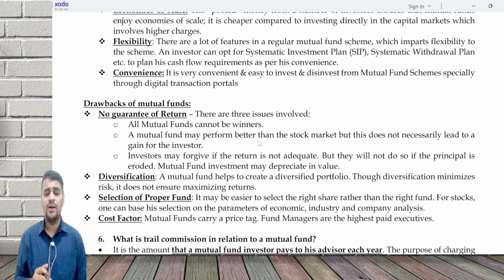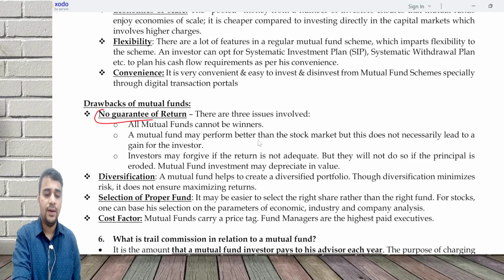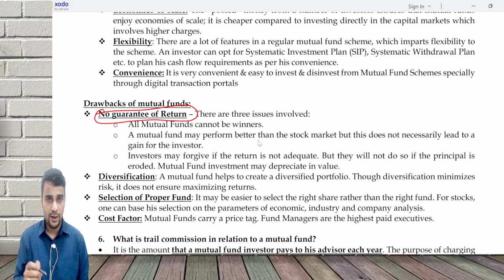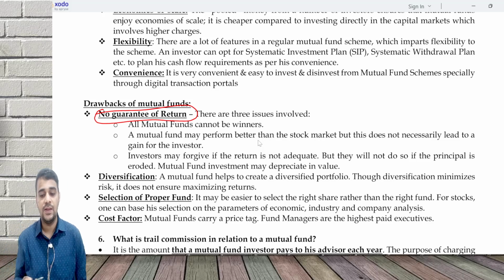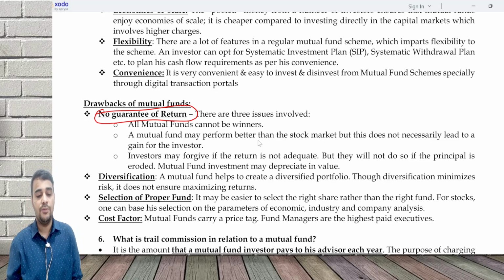There are certain disadvantages of a mutual fund also. One is it can never give you any guarantee of return. You could have seen this in an advertisement, where they talk about mutual funds, and finally they say mutual fund investments are subject to market risk. Mutual fund investments are subject to market risk because there are risks in a mutual fund.